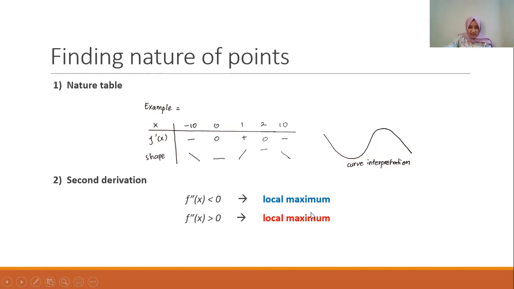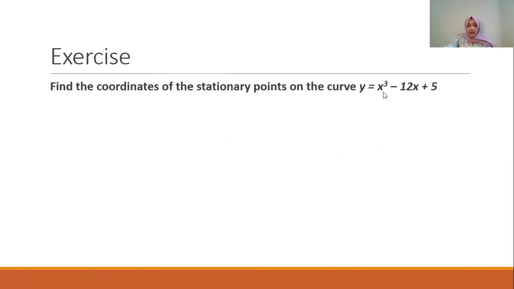So it's like a contradiction. When the value is less than 0, the nature of the point will be maximum. And if the value is more than 0, after we substitute the x value from the stationary point, then we call it a local minimum. So the rule is like a contradiction like this, so don't be confused when you do the second derivative, but the second derivative is simpler than the nature table. Okay, so here is the exercise.